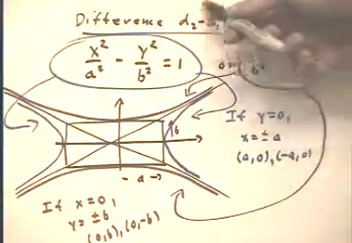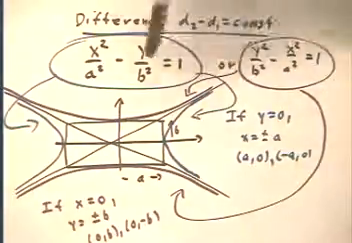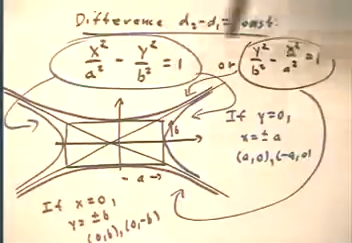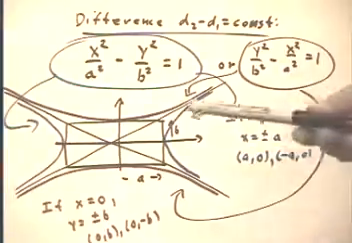That's what you get if you add the distances and it's constant. If the difference of the distances is constant, then you end up with an equation possibly like this or possibly like this, depending on which distance is 1 and which distance is 2, and depending also on what your constant is.